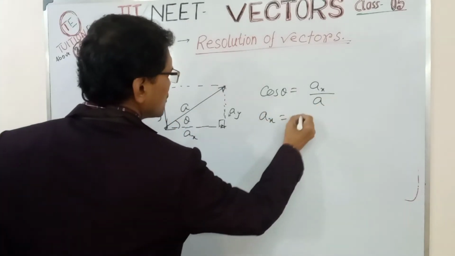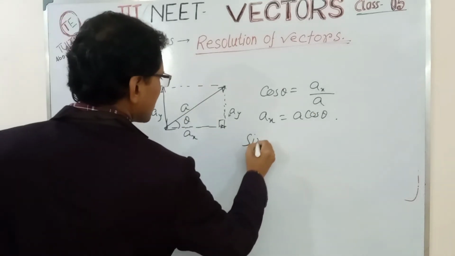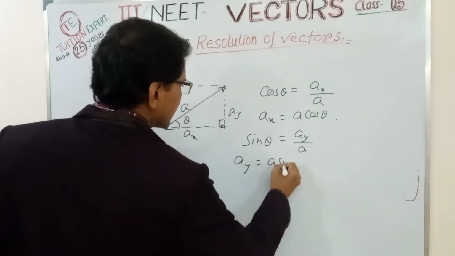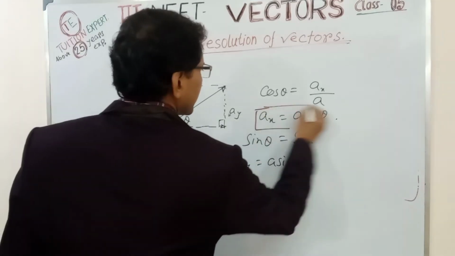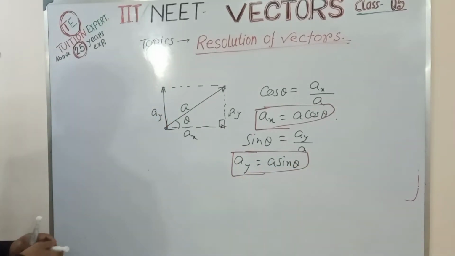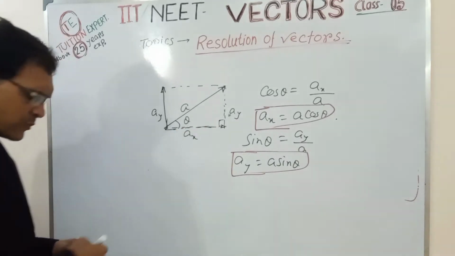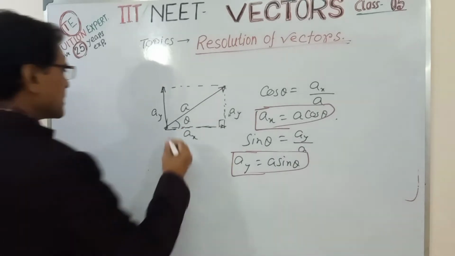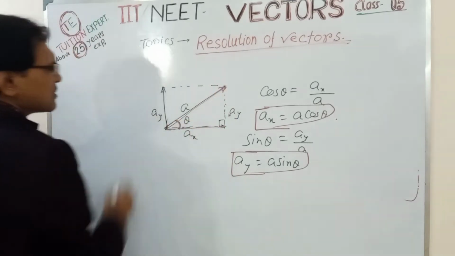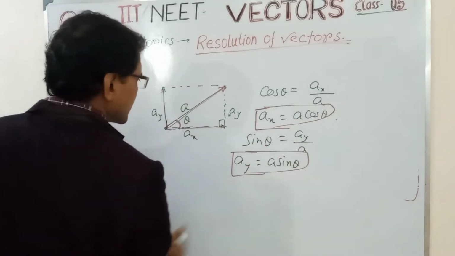So ax equals a cos theta. Again from the triangle, sin theta equals ay by a, that is ay equals a sin theta. So ax equals a cos theta, ay equals a sin theta. This is a very important thing: the component which makes an angle theta with the main vector becomes a cos theta, and the other part will be a sin theta.